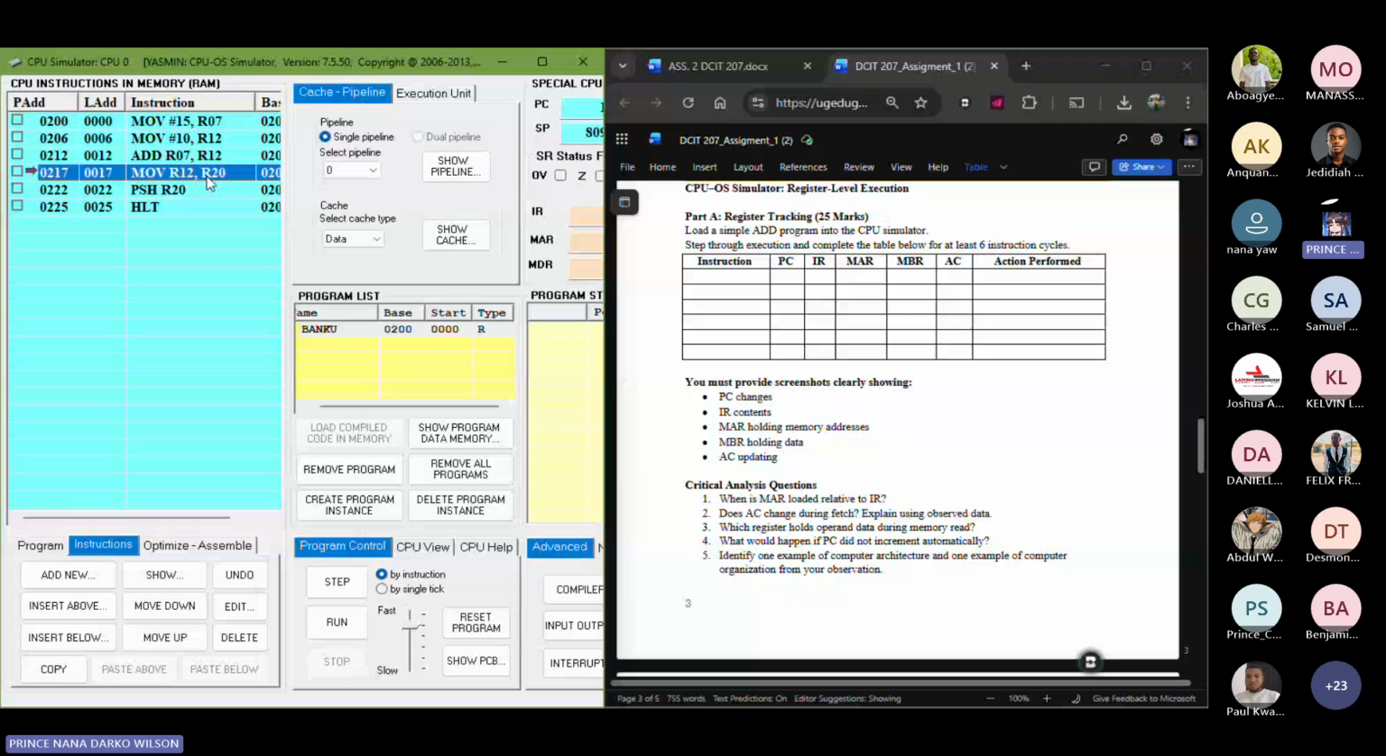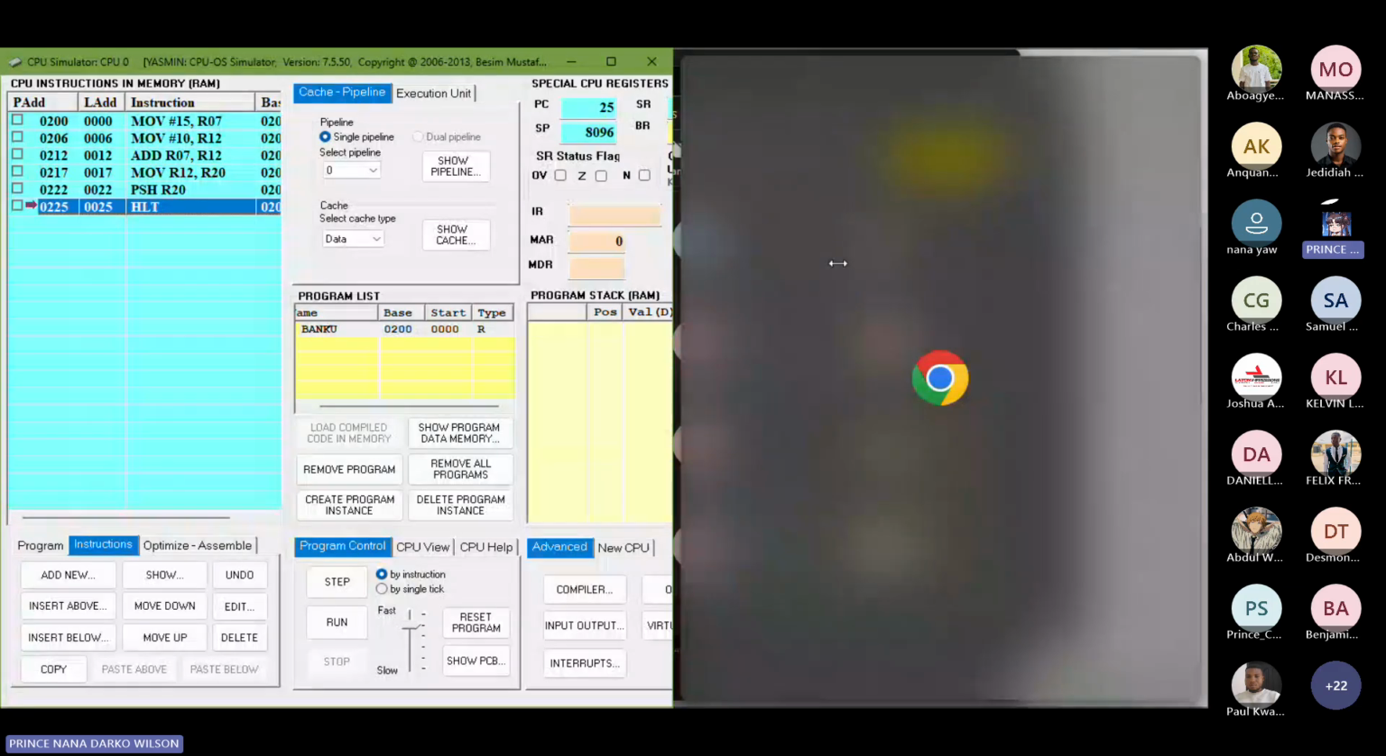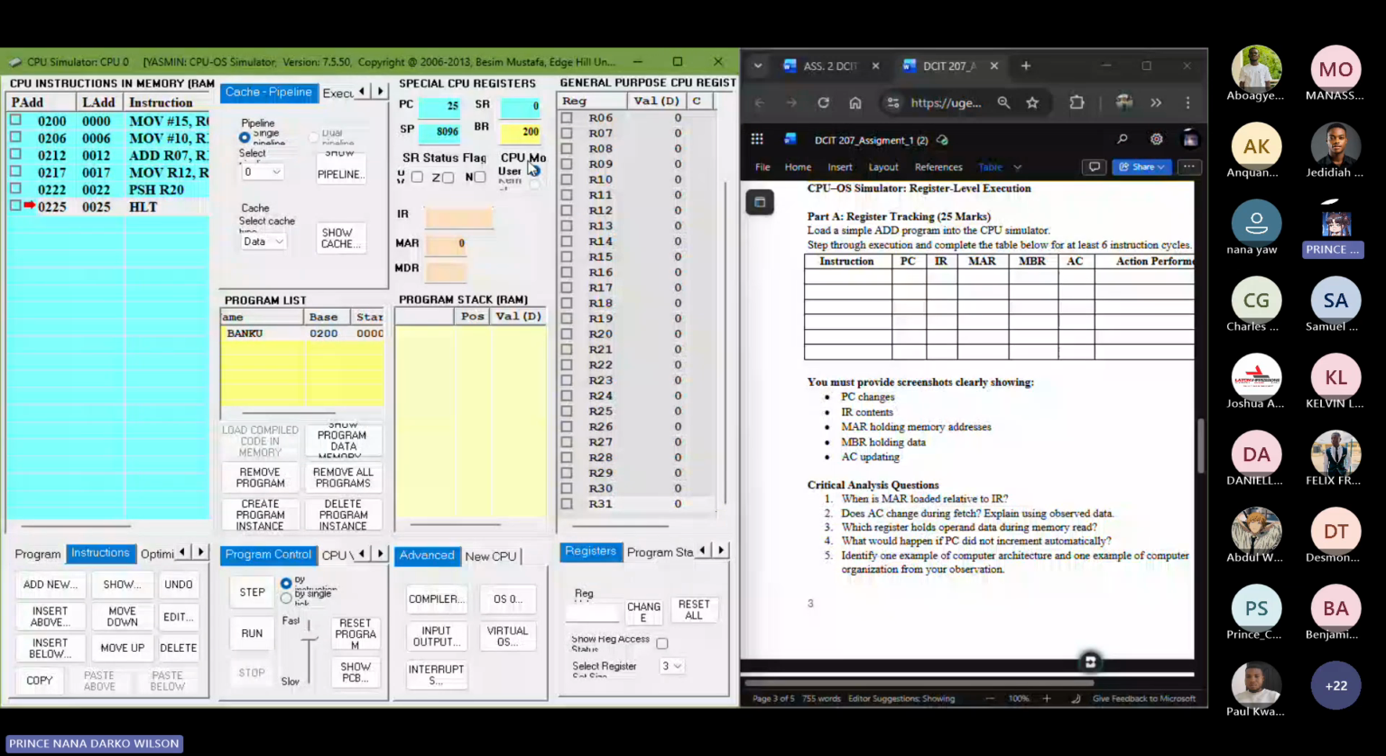And as we are doing that, we have to observe a few things. It says that we should observe the behavior of the PC and then the IR and etc. This is the IR, the instruction register. This is the program counter. This is the status register. That will flag negatives and then overflows and then zeros. And then there is the stack pointer.